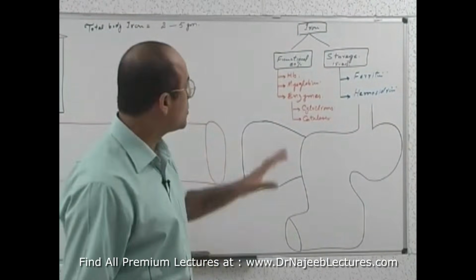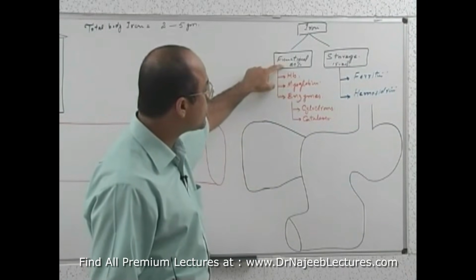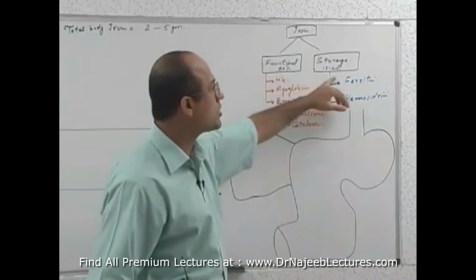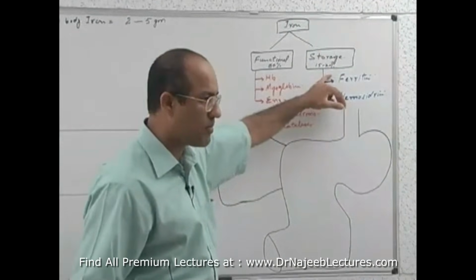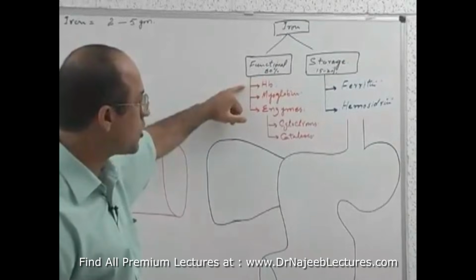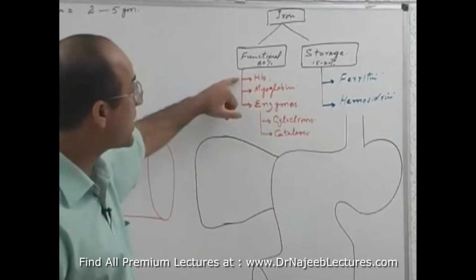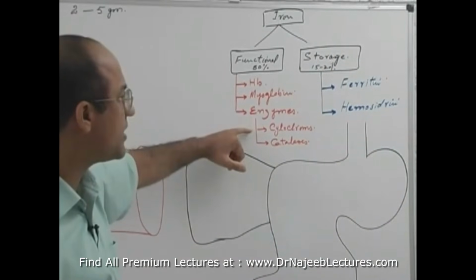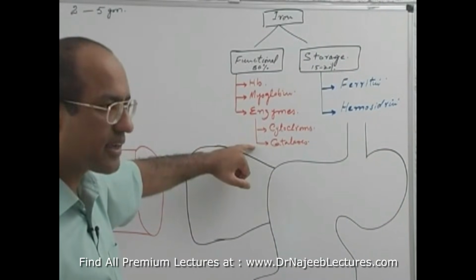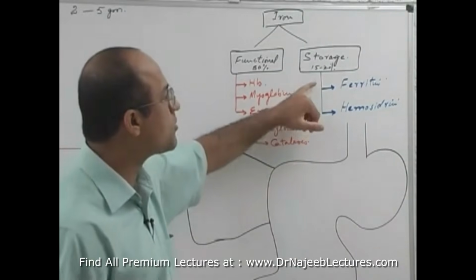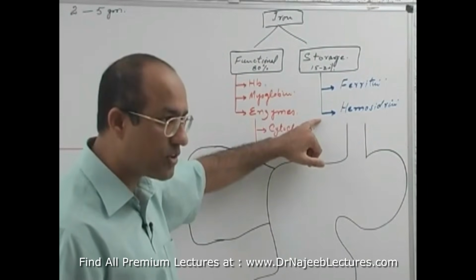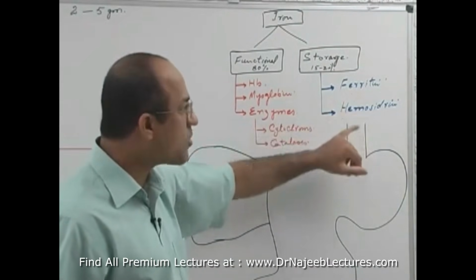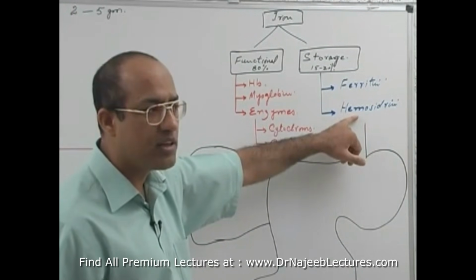Is that right? In a normal person, about 80% of the iron is present in functionally active form, and 15 to 20% is present in storage form. The functional forms are hemoglobin and myoglobin. Hemoglobin makes up most of the iron, then some is in myoglobin, and a very little amount is part of the cytochromes and catalases. The storage form is present as ferritin and hemosiderin. Two thirds of iron stores are ferritin, and normally one third is hemosiderin.